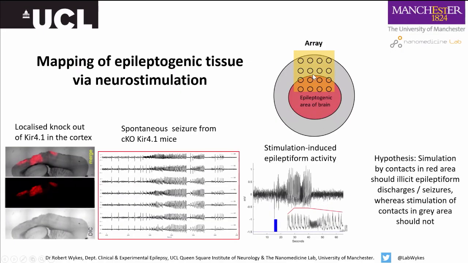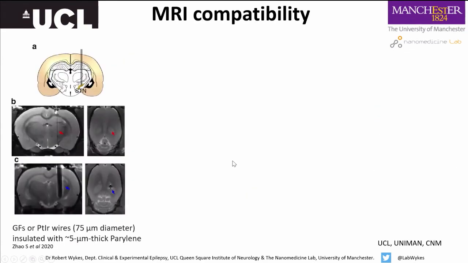And so the idea really is that we'll end up with an array where not only can we record our active DC shifts, our high frequency oscillations, but we can then actually do spatial mapping to really detect in high detail where the epileptic area is coming from. And the final thing that would make this really, really clinically translatable would be if they're MRI compatible. And of course they are.